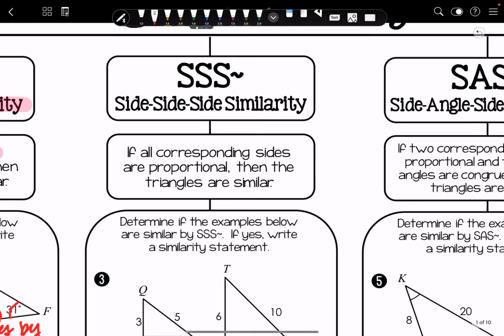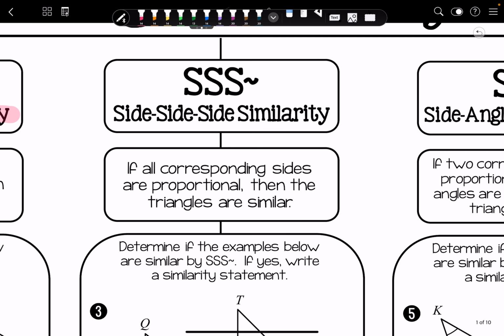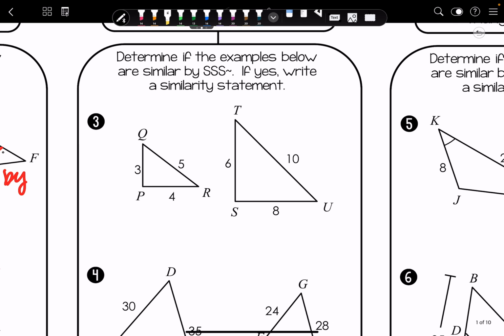All right, your next one is side-side-side similarity. Pretty much, if all of the corresponding sides are proportional, then the triangles are similar. Right? So we are going to determine if these are similar or not.